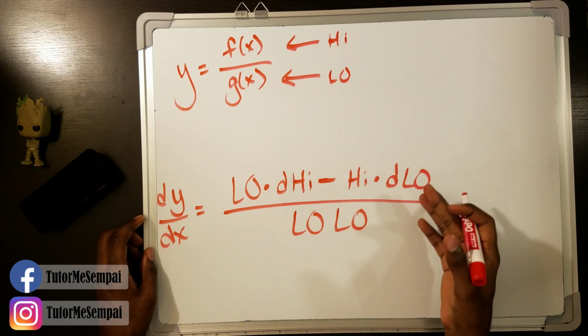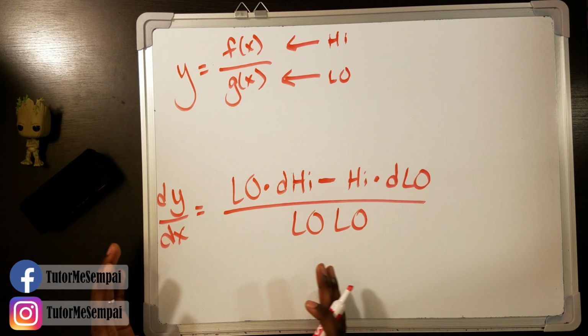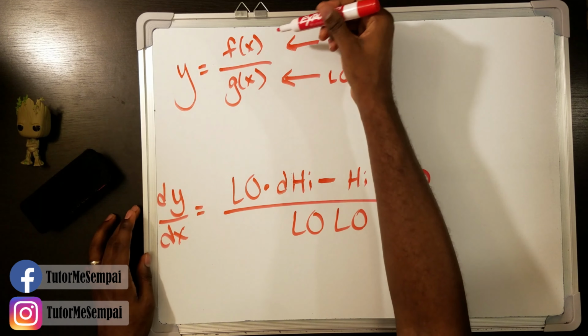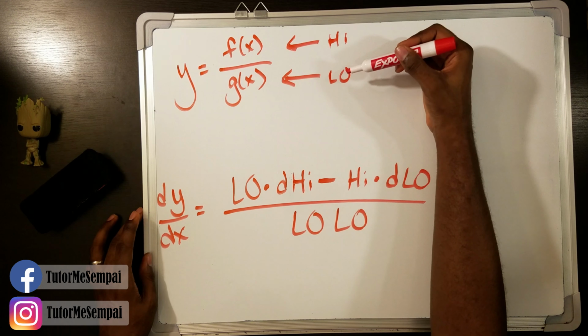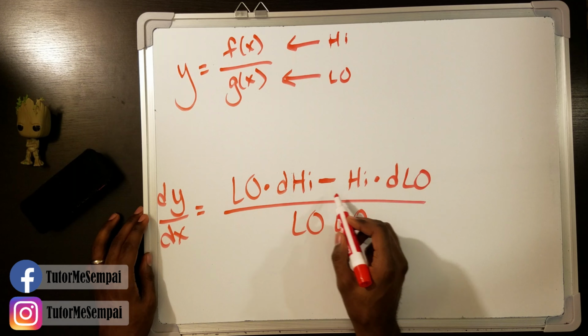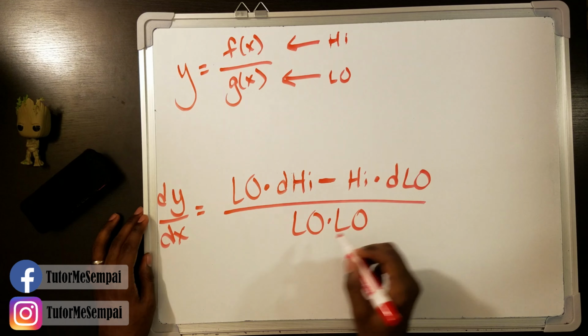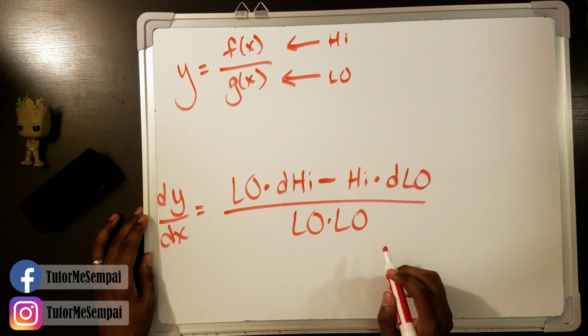If you can remember this, this will be the kind of roadmap to lead directly into the quotient rule by substituting what high is, what low is, and their respective derivatives. So once again, low d high minus high d low all over low low. And this low low is really just multiplication, or low squared.